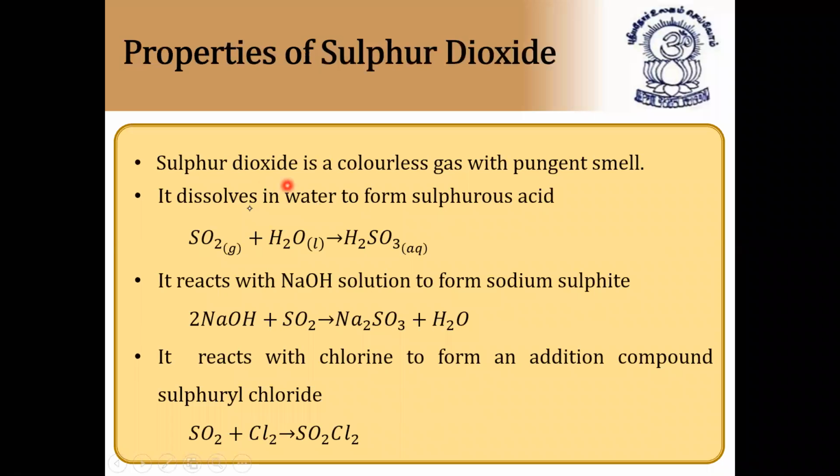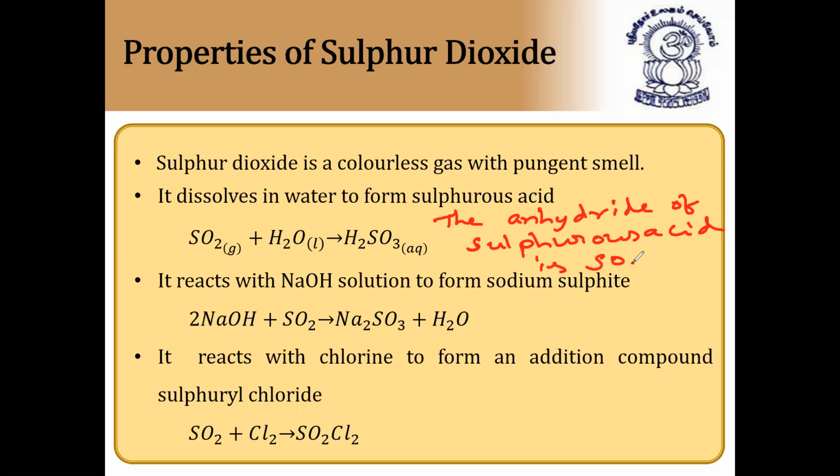Next, properties of sulfur dioxide. Sulfur dioxide is a colorless gas with a pungent smell. It dissolves in water to form sulfurous acid. When sulfur dioxide is dissolved in water, sulfurous acid is formed. That's why sulfur dioxide is the anhydride of sulfurous acid. If you remove water from sulfurous acid, H2SO3, you get sulfur dioxide.